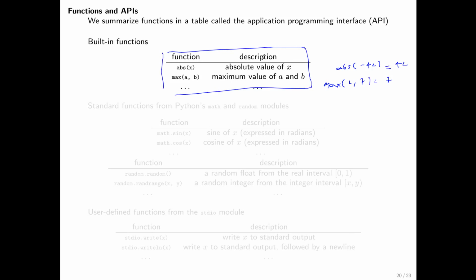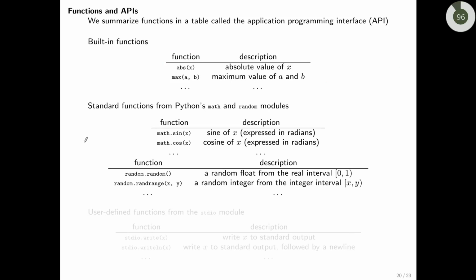What this table contains is essentially two columns. The first column lists the names of the functions in that library, along with the corresponding arguments. And the second column gives you a short description of what each function does, right? So that way, just by looking at this table, you know exactly what functions are supported by the API and what they do.